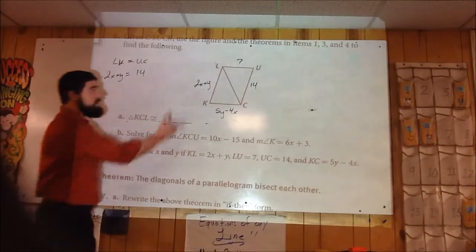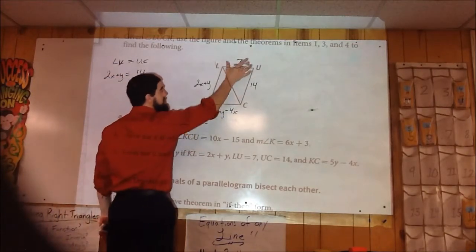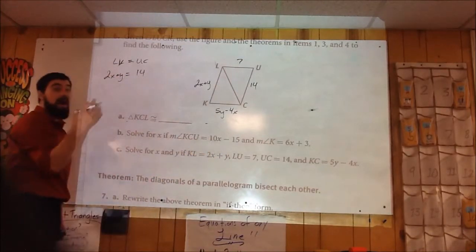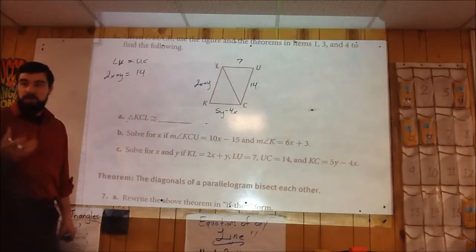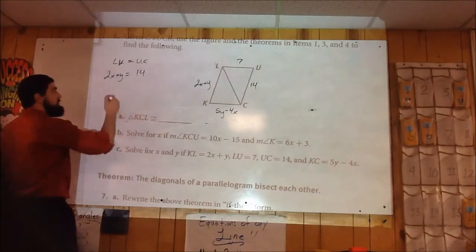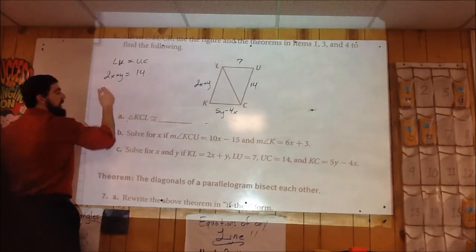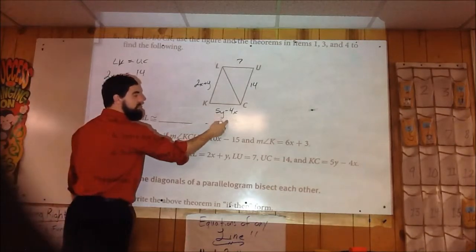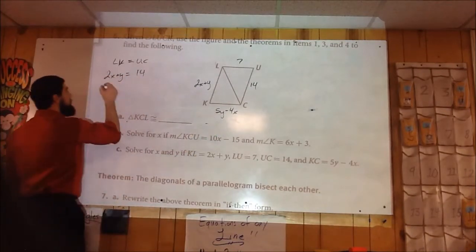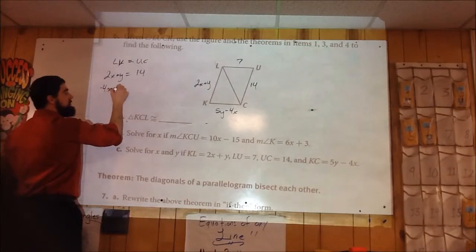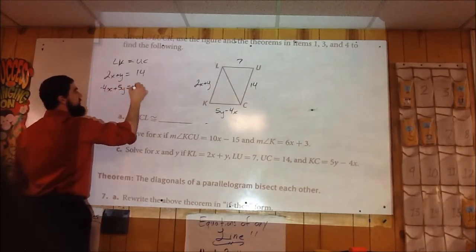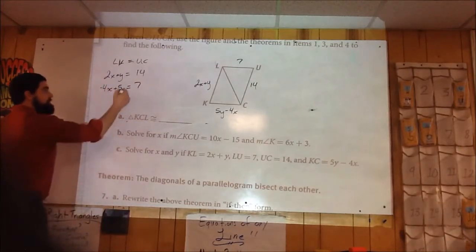So if we have two unknowns, we need two equations. So we're going to have to use this other piece of information that the length of KC is equal to the length of LU, because opposite sides of parallelograms are congruent. If segments are congruent, then their lengths are equal. So I'm just going to do a little switcheroo here. I'm going to put the x term first. So I've got negative 4x plus 5y is equal to 7.